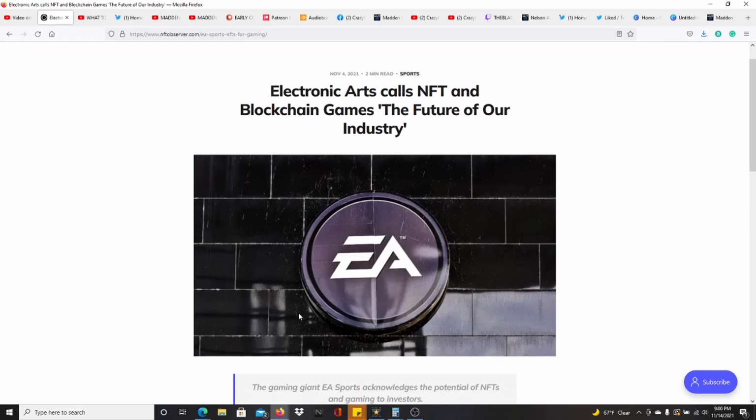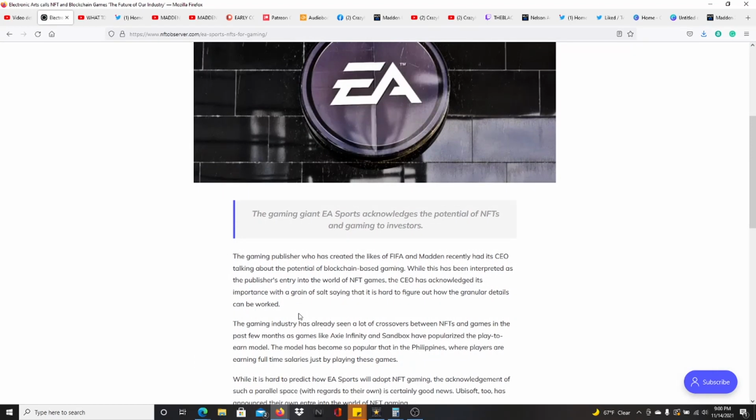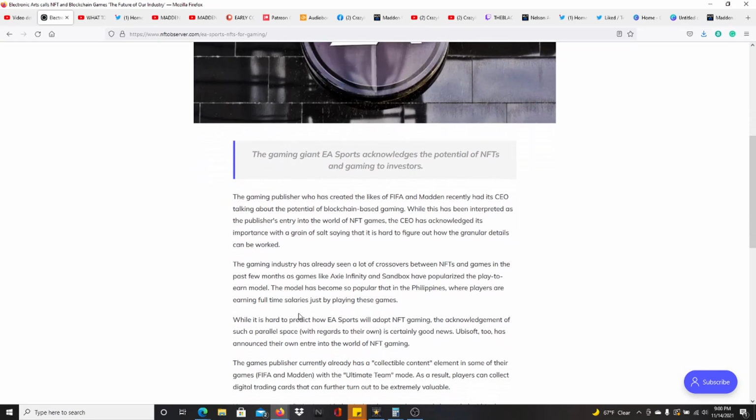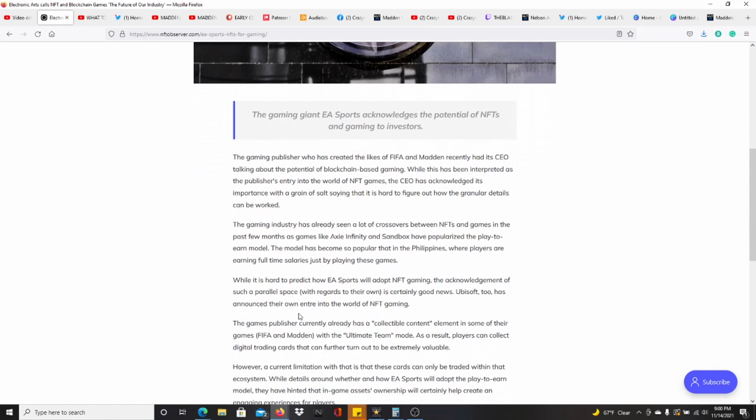Now, let's go ahead and look at this article right here. This is a super short article. It says, the gaming giant EA Sports acknowledges the potential of NFTs and gaming to its investors. Now, EA obviously is going to care about its investors, the people that it has to make money for, the elite class of the world. They care about money. But making money for its players is definitely going to be a possibility, because the best games in the blockchain are going to be ones where you earn crypto while playing the game. And you all know you can turn crypto into actual cash.